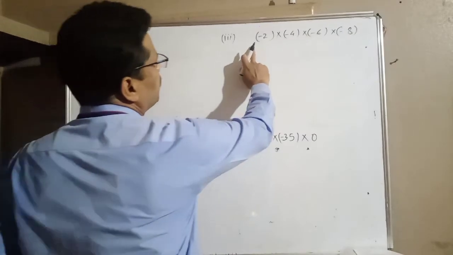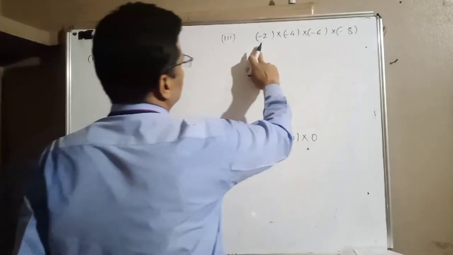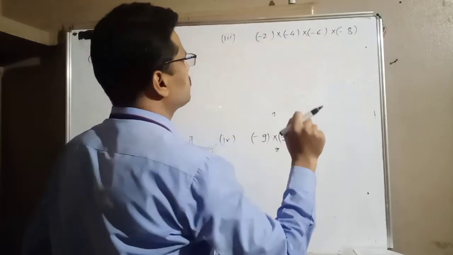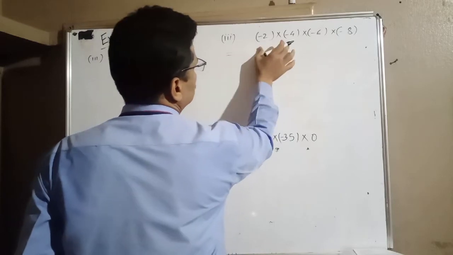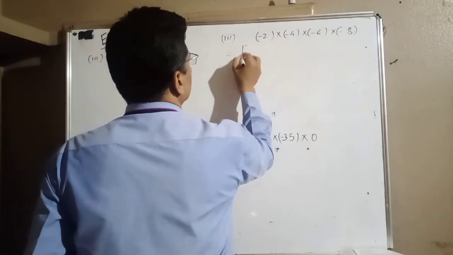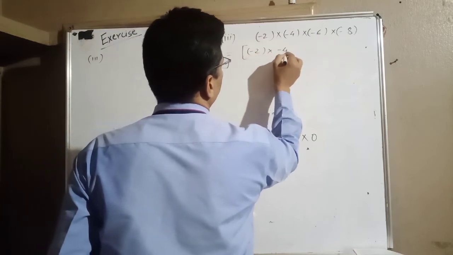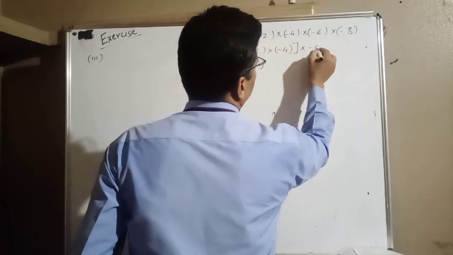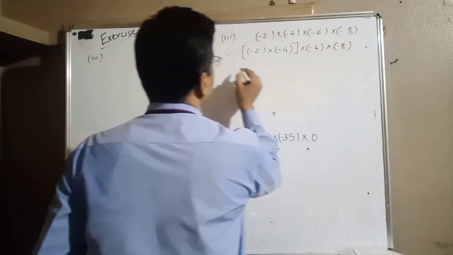Now we have to multiply these four integers. If we want to multiply these four integers, we can't multiply them together, so we will use the associative property. We will make the group of the first two numbers. I am writing a bracket minus 2 into minus 4, into minus 6 will come as it is, and minus 8 will come as it is.